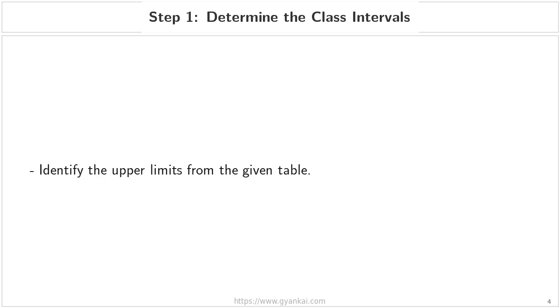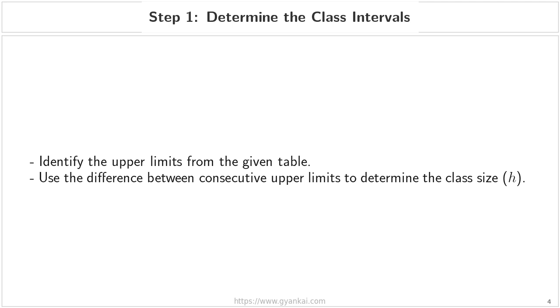First, you need to look at the table provided in your problem and identify the upper limits. Remember from our previous slide that in a less than distribution, the values given are actually the upper boundaries of each group. Next, once you have these upper limits, you need to find the class size, which we denote as h. You can do this by calculating the difference between any two consecutive upper limits. This tells you the width of each interval.